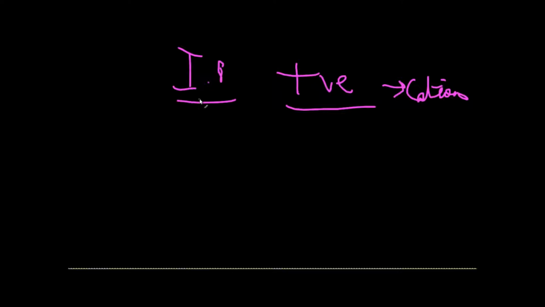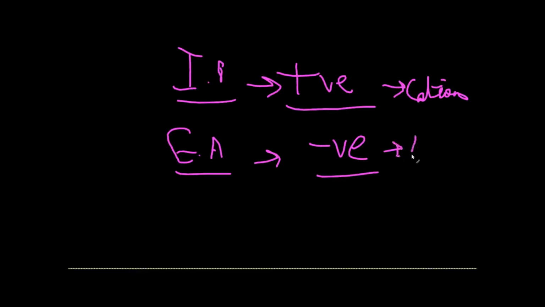Similarly, in electron affinity, when the atom releases energy and acquires a negative charge by gaining an electron, the negative charge indicates the anion, and so electron affinity is a measure of the tendency of the element to form an anion. So I hope you understand these concepts.